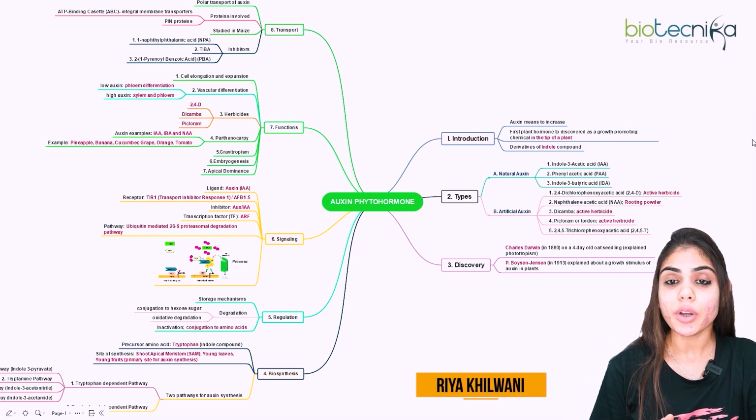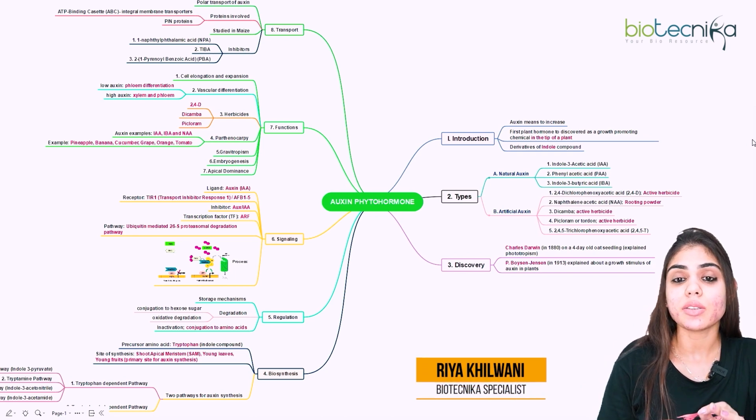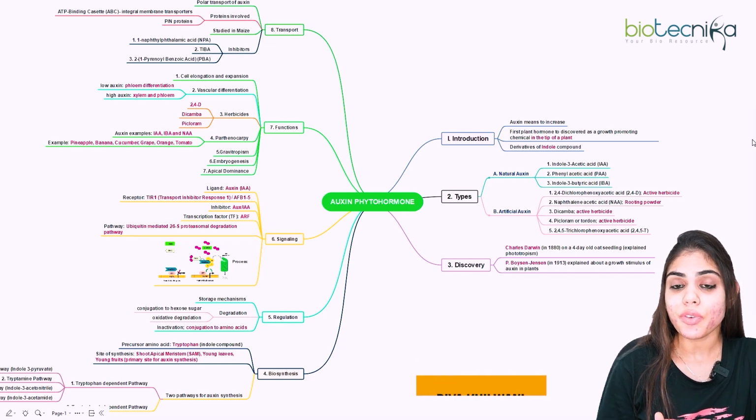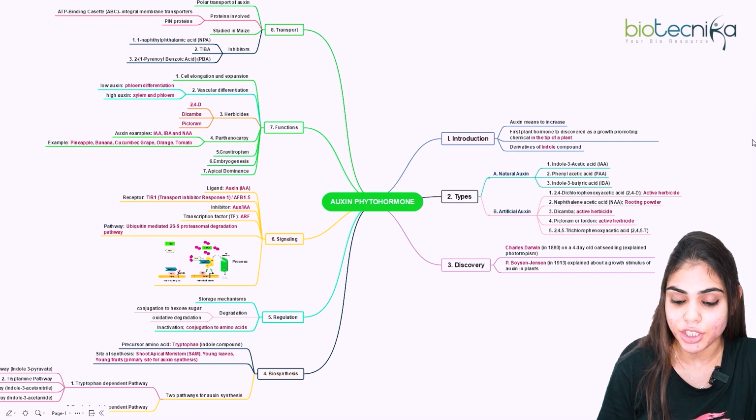So today we are going to learn about auxin phytohormone. This auxin is derived from the term meaning to grow. This is the first growth promoting substance that was observed in plants, which modulates plant growth by promoting the phenomenon of cell elongation.